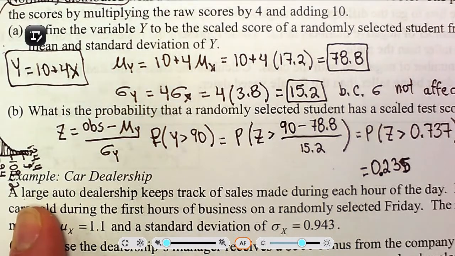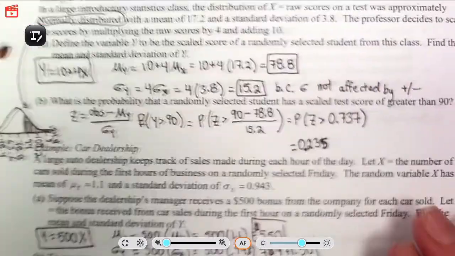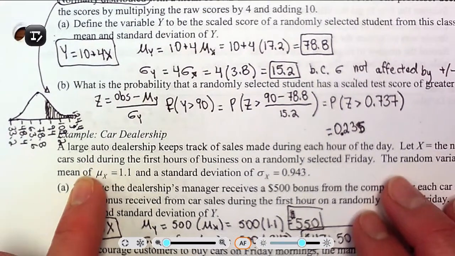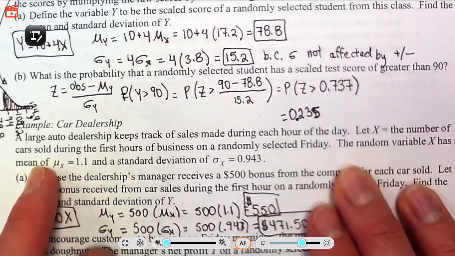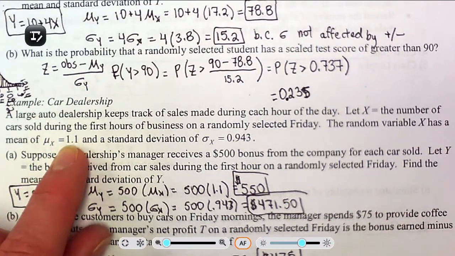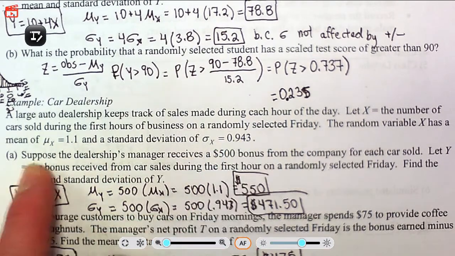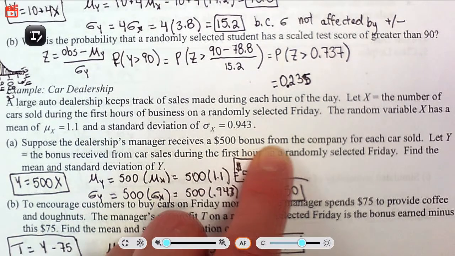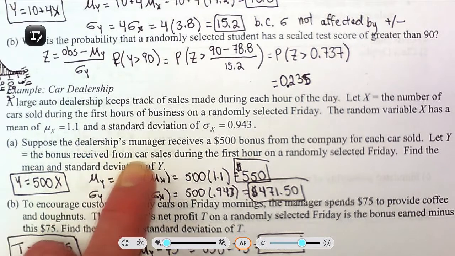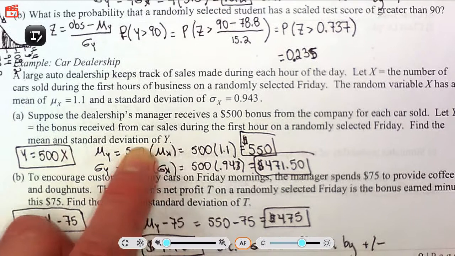A large auto dealership keeps track of the sales made during each hour of the day. Let x equal the number of cars sold during the first hour of business on a randomly selected Friday. The random variable x has a mean of 1.1 cars sold in the first hour and a standard deviation of 0.943. Suppose the dealership's manager receives a $500 bonus from the company for each car sold. Let y equal the bonus received from the car sales during the first hour on a randomly selected Friday. Find the mean and standard deviation of y.